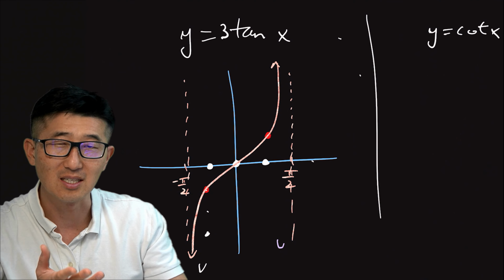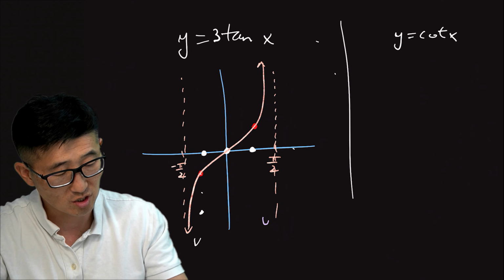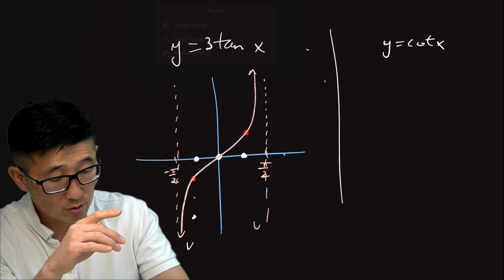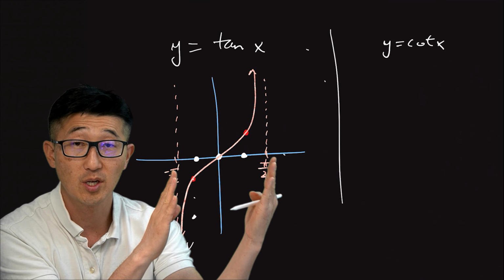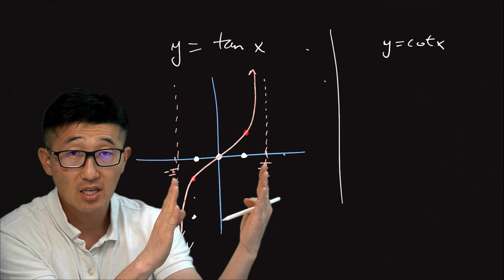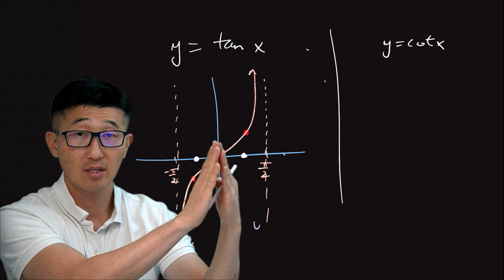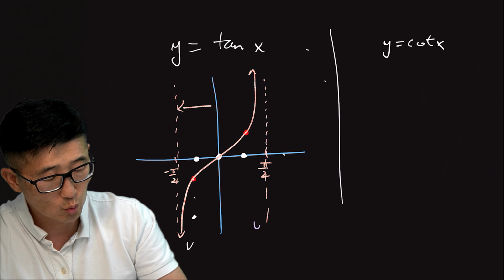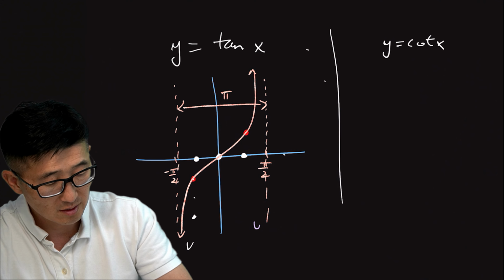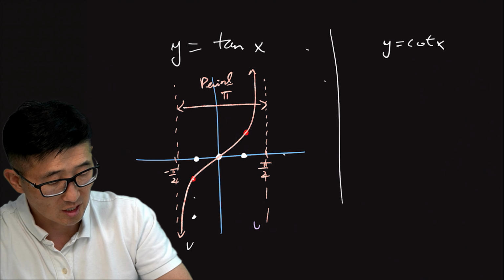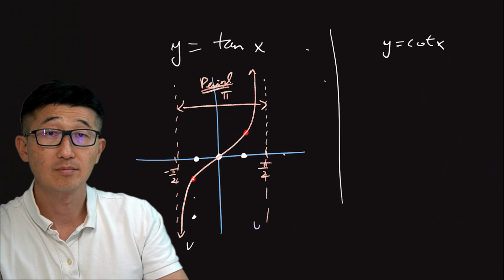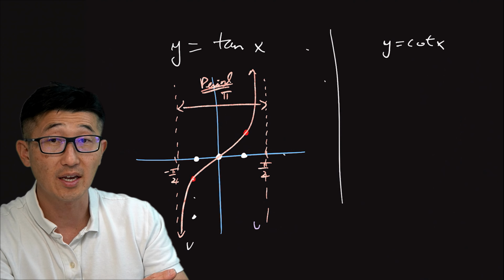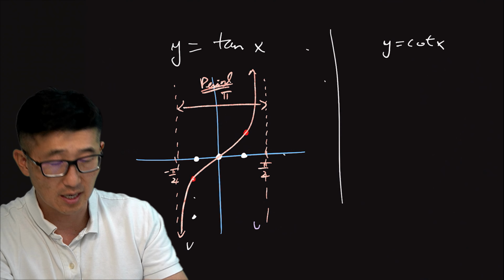It's not an amplitude, but I know some teachers call it that. Very confusing. The point right now that I want to make is that the period right here, this is one period. This is one full length of a graph, and the period is pi. Is that the same for the negative and the positive? Yes. For all tangent and cotangent, the period is pi.